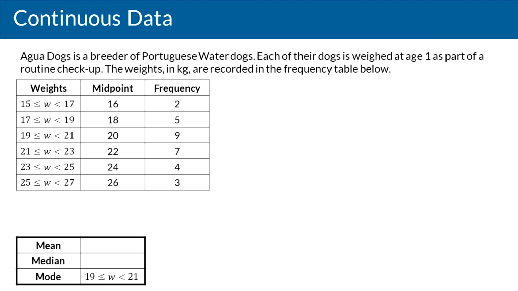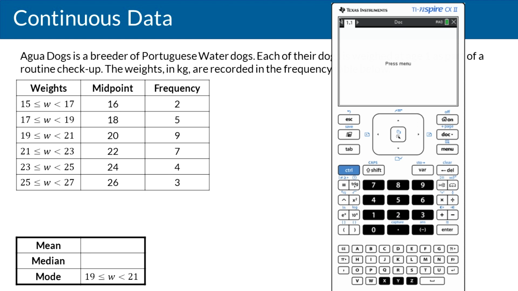Now that I have the midpoint values, I can input this data into my calculator and determine my measures of central tendency in the same way I did for grouped data. So again, I'll want to open up a list and spreadsheet tab in my document or Scratchpad, and I'm going to add column headers that are meaningful based on the data set, and then populate the table with the data that we have, using the midpoint as the data value for the weights, and then entering in the frequency that corresponds to it as normal.